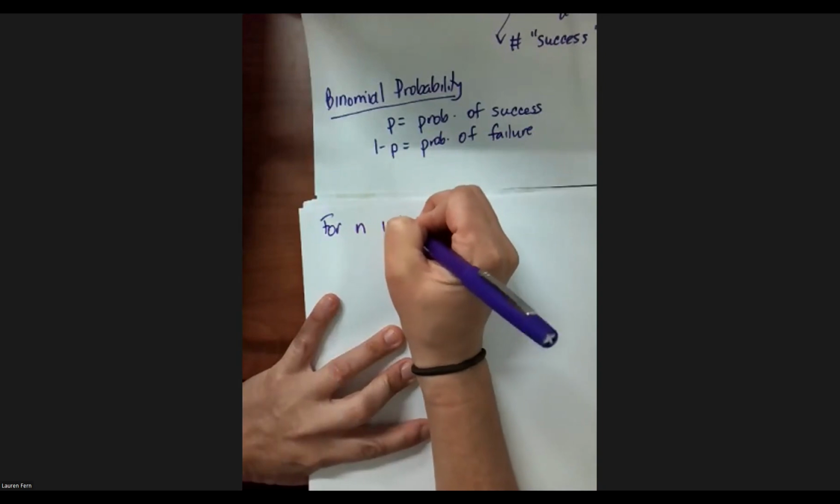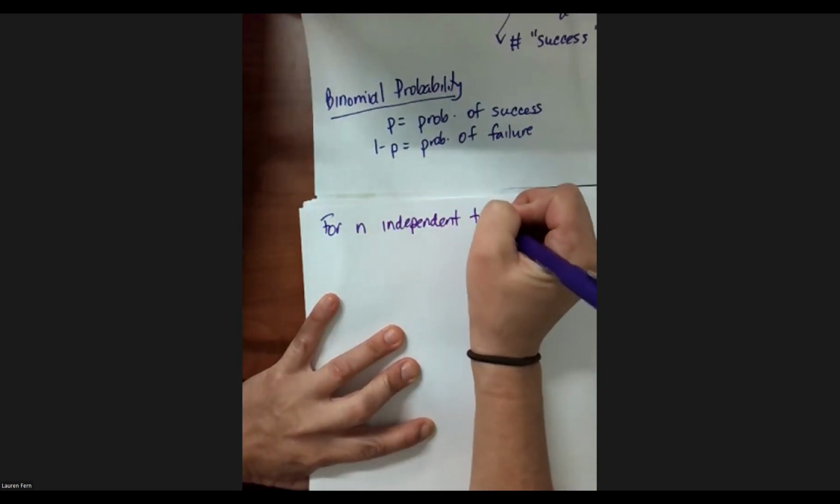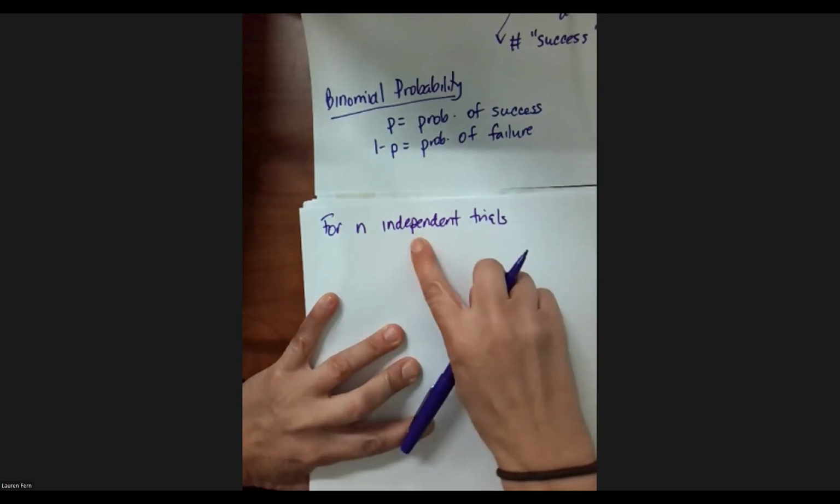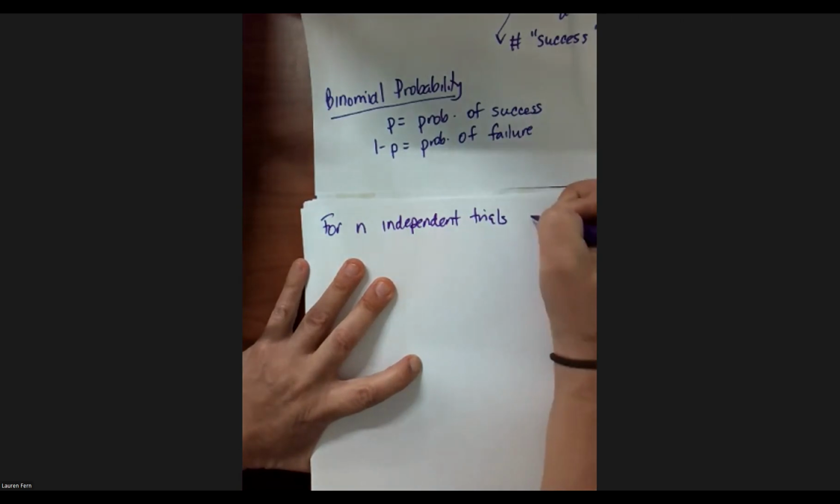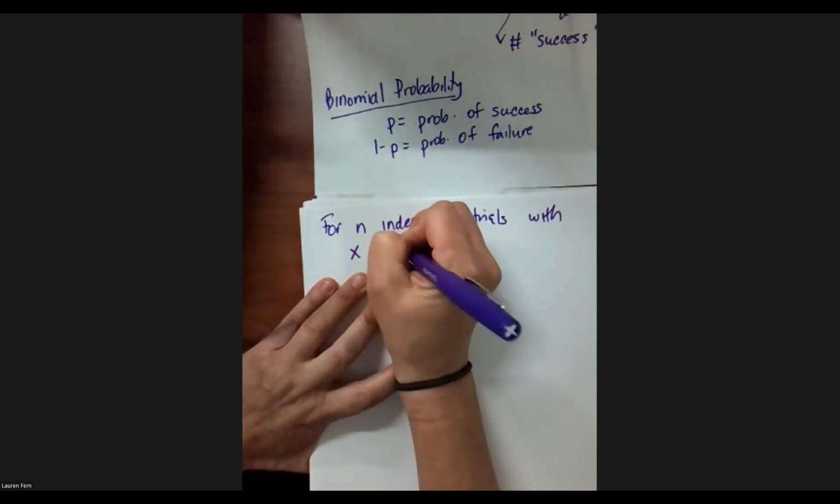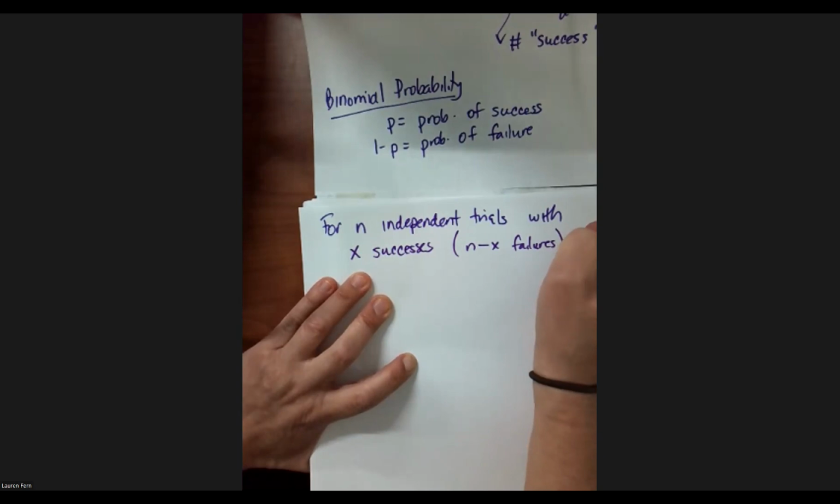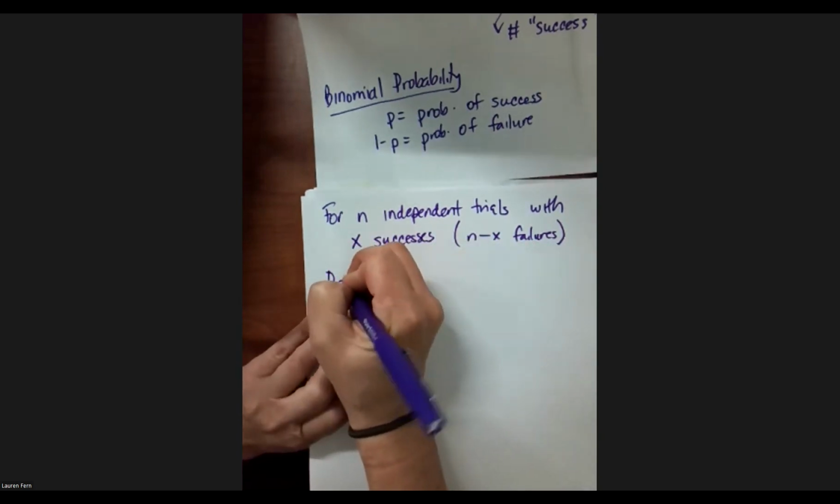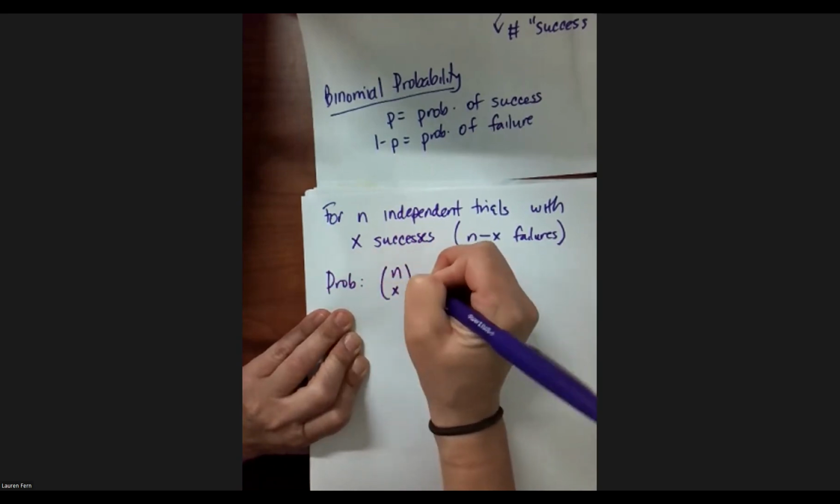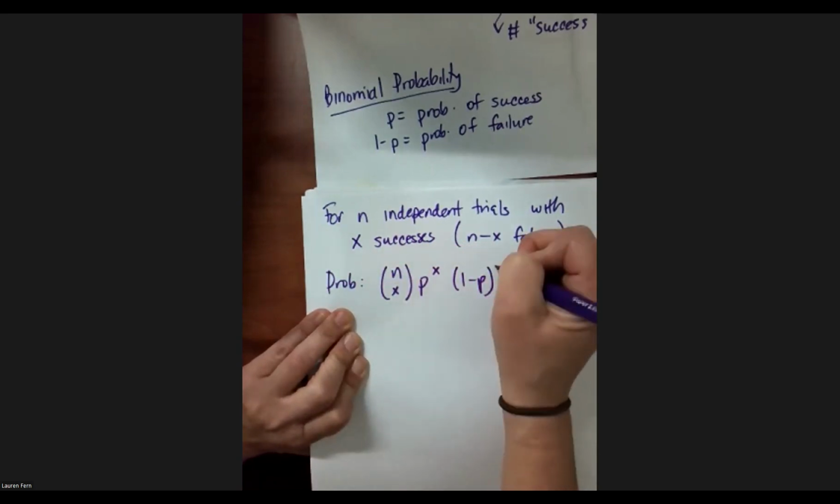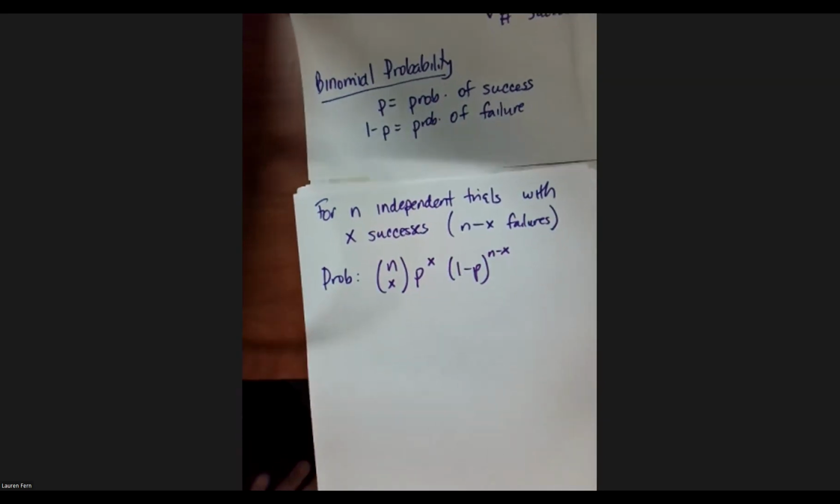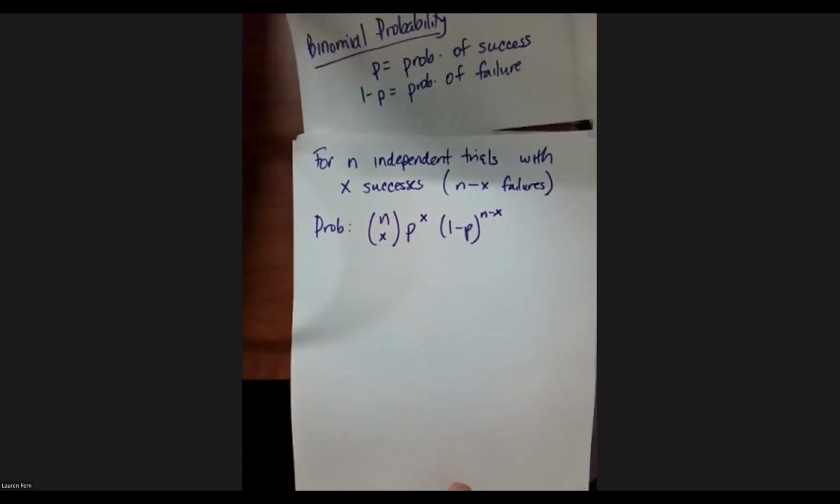So for N independent trials, notice we already say that they're independent, with X successes, and therefore N minus X failures, the probability is N choose X, P to the X, 1 minus P to the N minus X. Now, if this formula looks crazy bad to you, you don't have to use it. If anything, it's just going to make you appreciate the advances in technology. But I want to show you where this comes from.